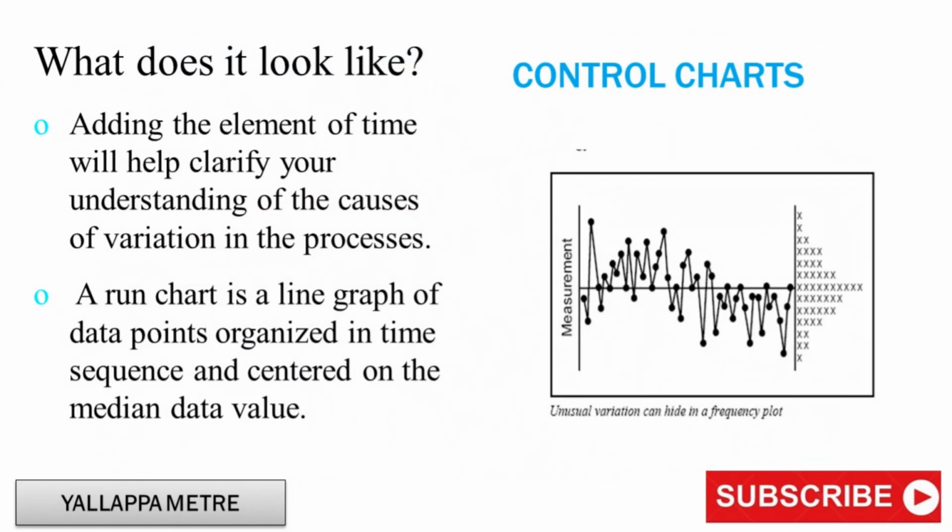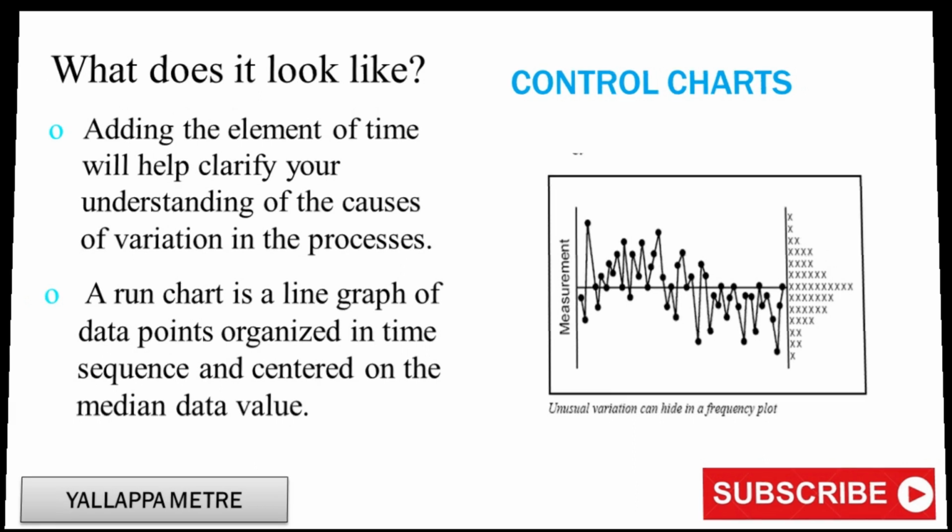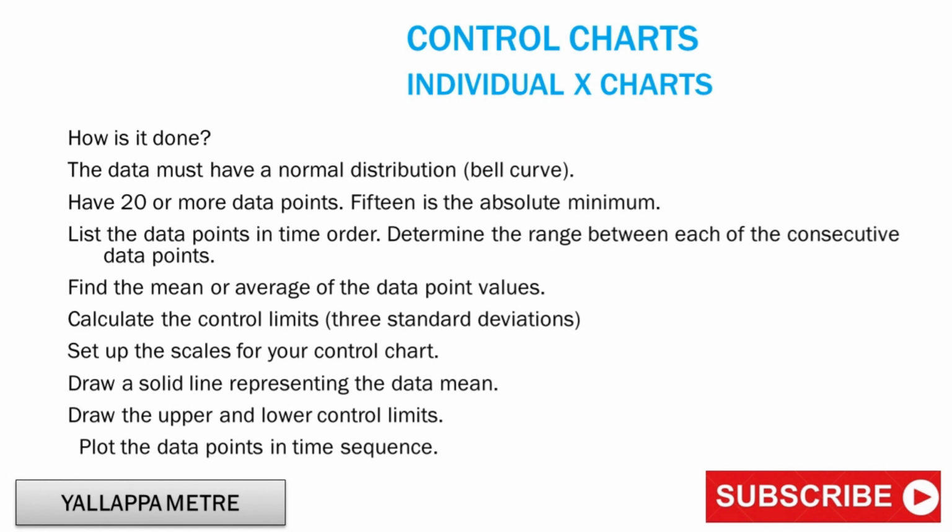What does it look like? Adding the element of time will help clarify your understanding of the causes of variation in the processes. A run chart is a line graph of data points organized in time sequence and centered on the median data value. How is it done? The data must have a normal distribution, bell curve. Have 20 or more data points. 15 is the absolute minimum.